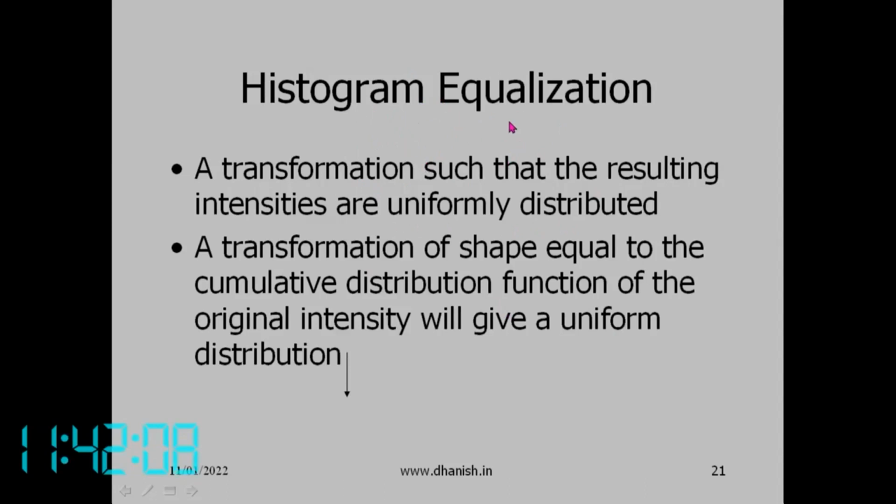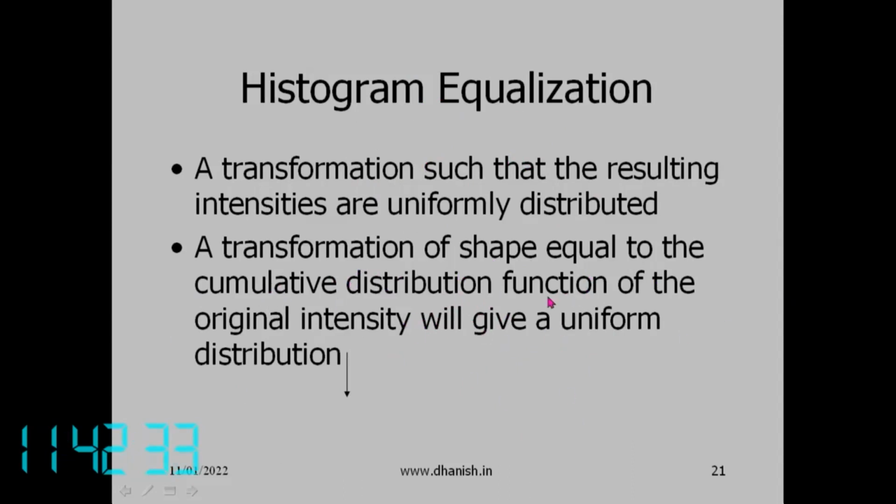So what should the transformation be? There is a theorem which says that a transformation equal to the cumulative distribution function of the original intensity will give a uniform distribution. This is a theorem which can be proved. I think it is in some books, and in Gonzalez also. That is the derivation.